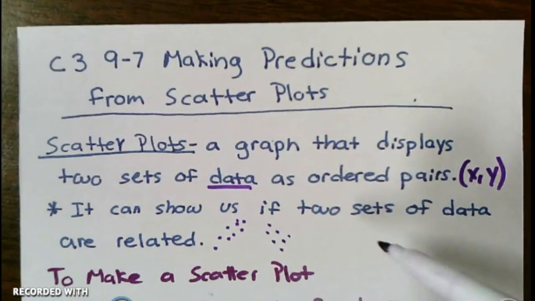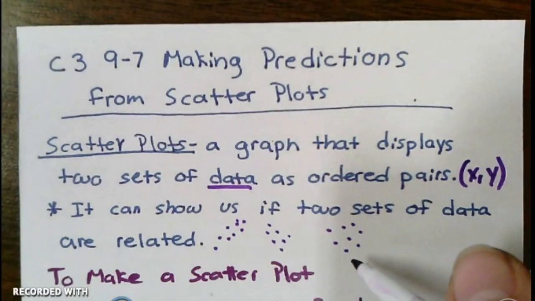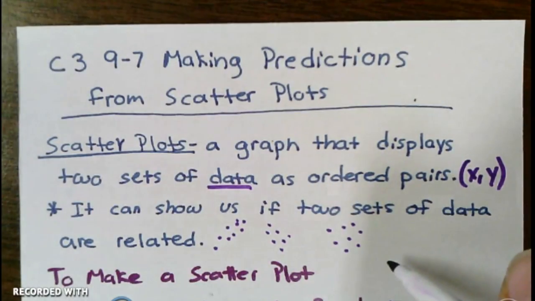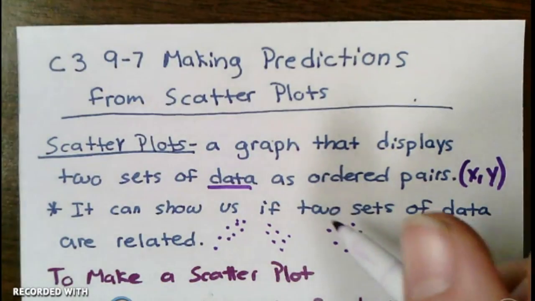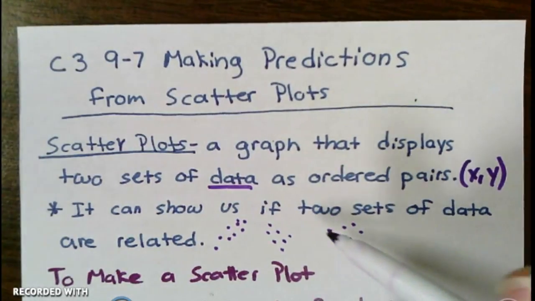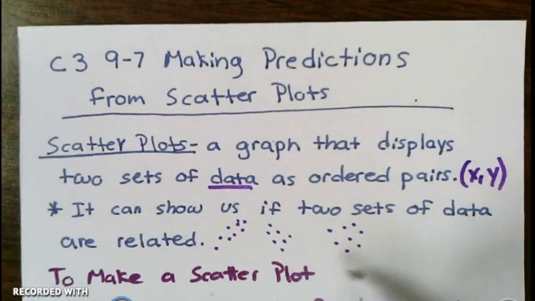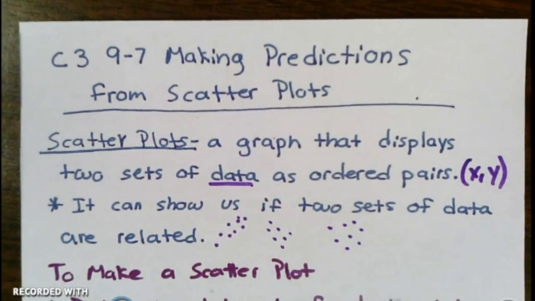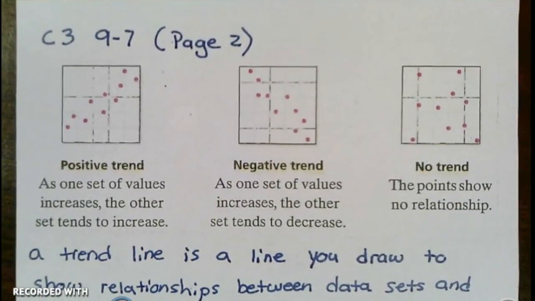And some other things have absolutely no relation. So for example, how much I eat for breakfast and what time I go to bed at night probably are not going to show much relation to each other. So I might expect them to have no trend. Positive trend, negative trend, no trend. Okay, that is further explained on this page right here, and I want you to try and come up with your own example and connect it to science as I have shown you to do.